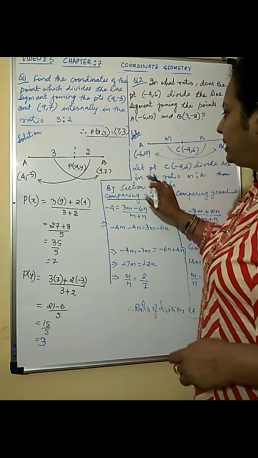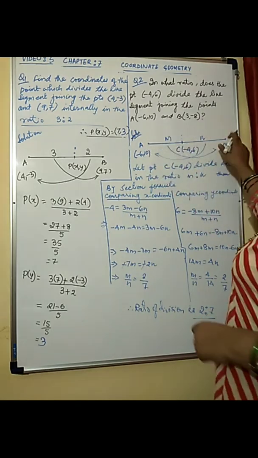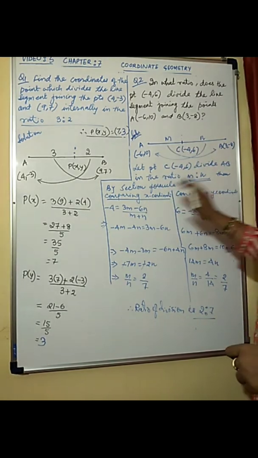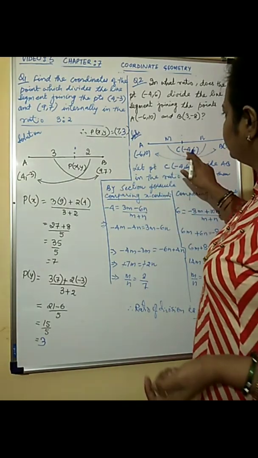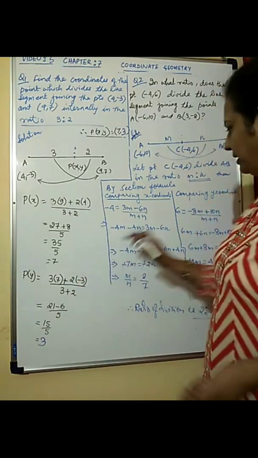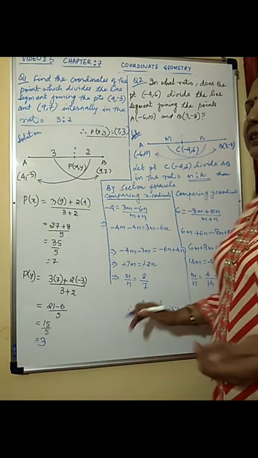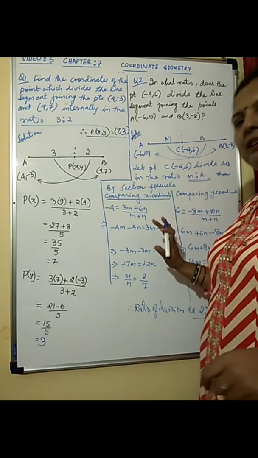So what do we write now? Let point C (-4, 6) divide AB in the ratio m is to n. Then by the section formula, we can compare the x coordinate first, then we can compare the y coordinate. That will give us the verification that the ratio we are calculating is correct.